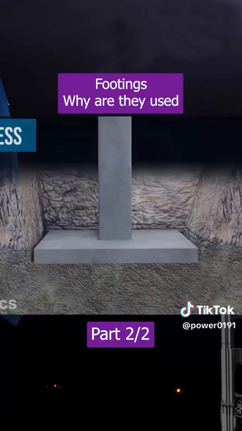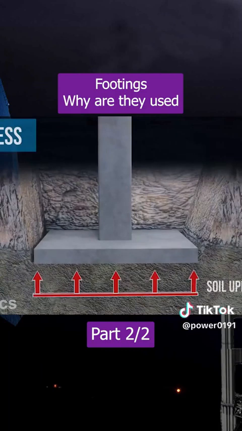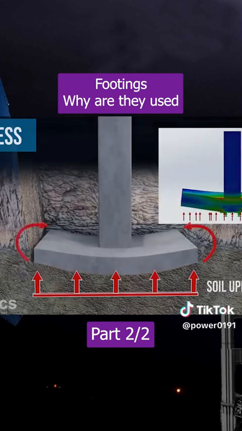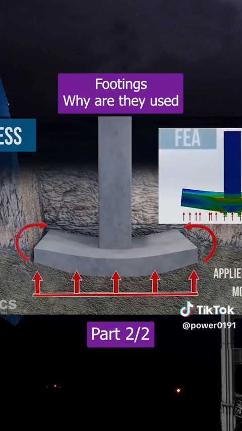The footing has to withstand pressure applied by the soil as well. If the footing's thickness is inadequate, the footing on either side of the column will bend due to the soil applying uplift pressure on it. This effect is called applied bending moment.